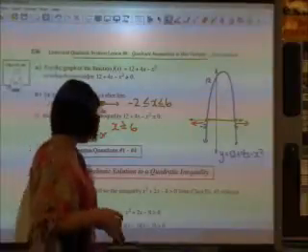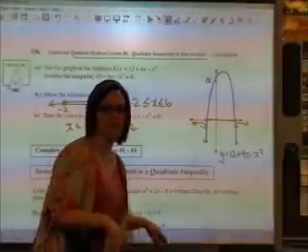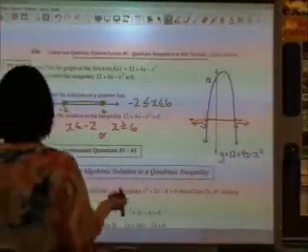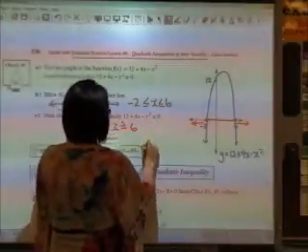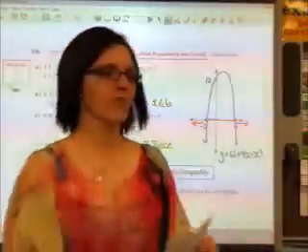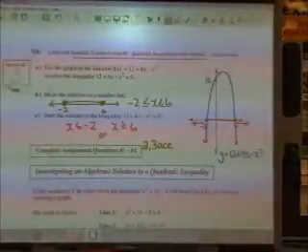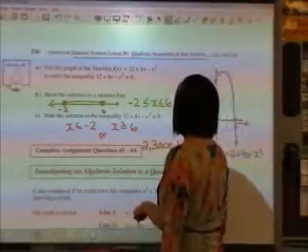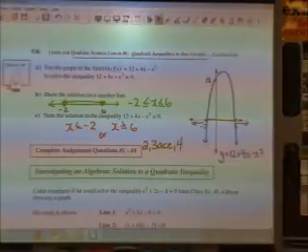So what I would like you to practice with, and this is all graphing stuff, is question number 2, question number 3, A, C, and E, and question number 4. And then we'll do the algebraic approach.